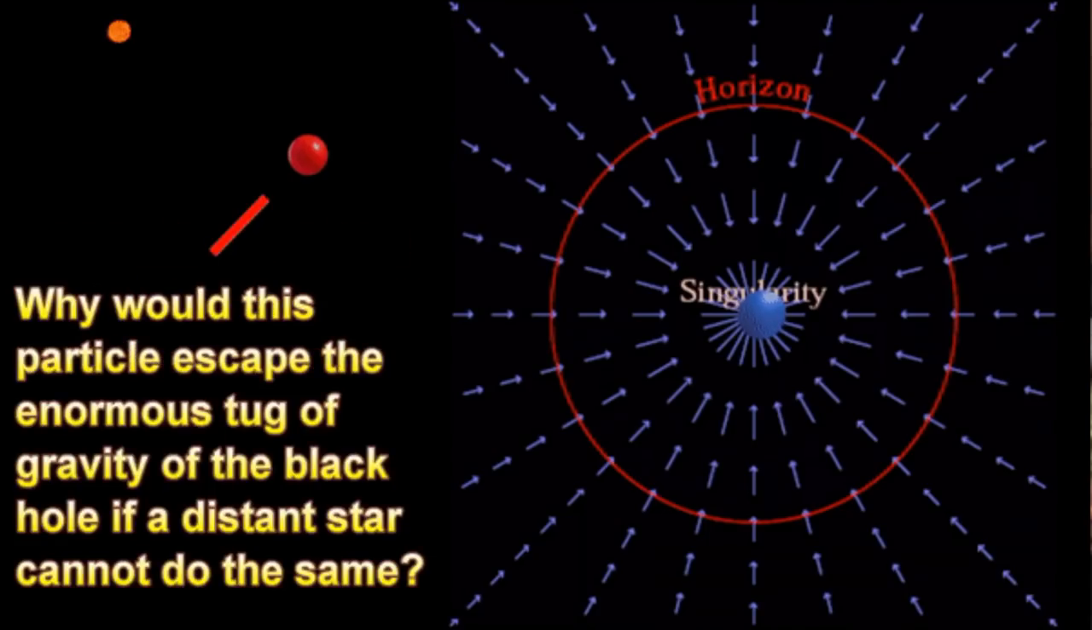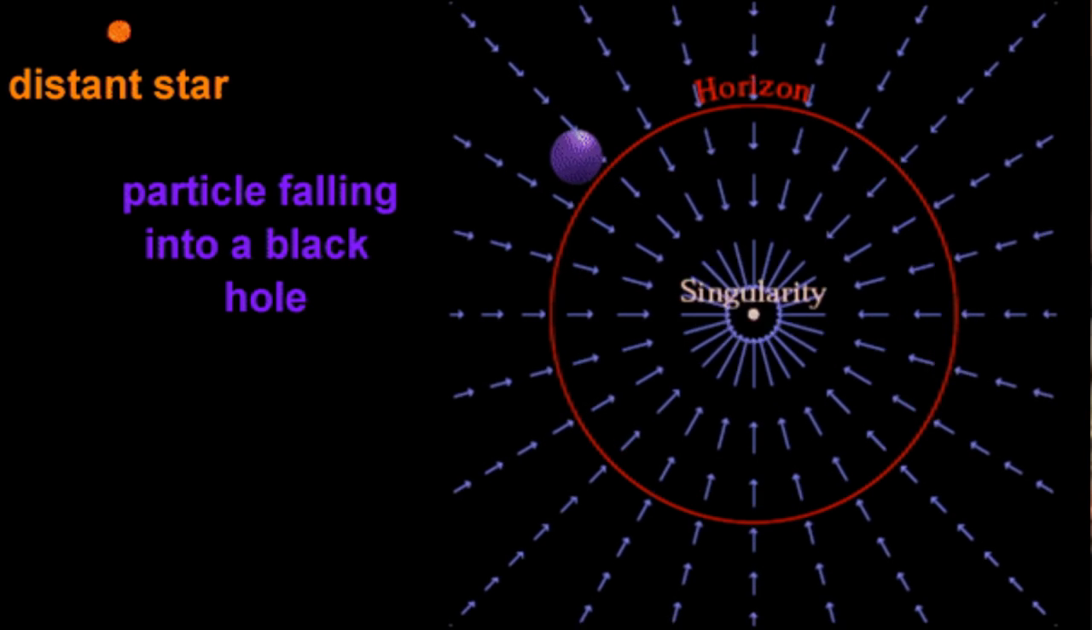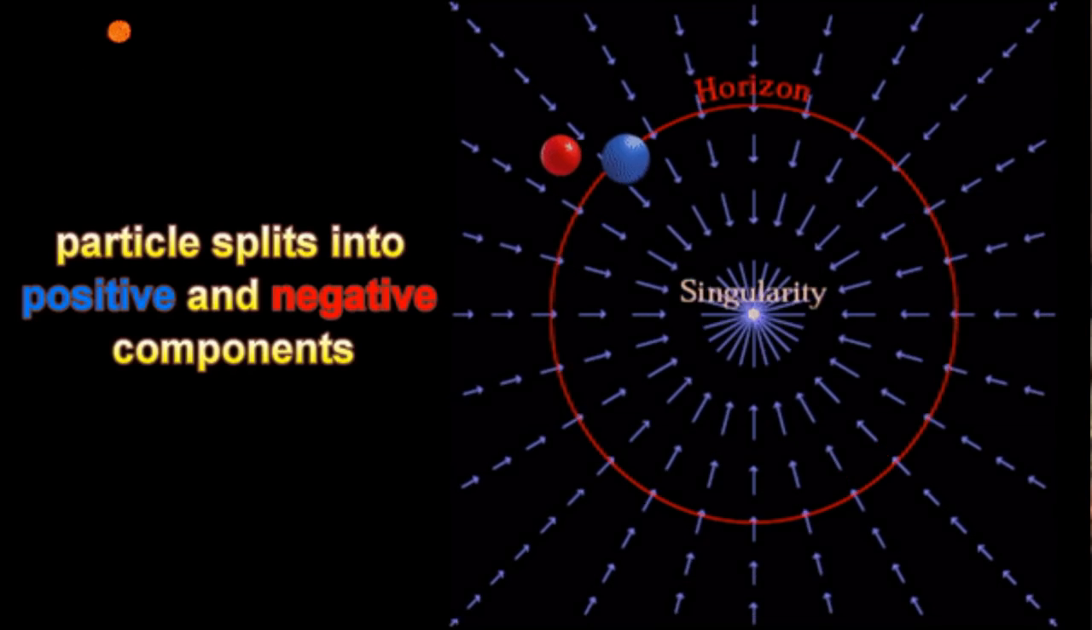Okay, so this is what it looks like. Here you have a little GIF of it. You have a black hole singularity with its event horizon, the red circle there. Okay, that's the region of influence. You have a particle approaching the event horizon. It's going to break in two.